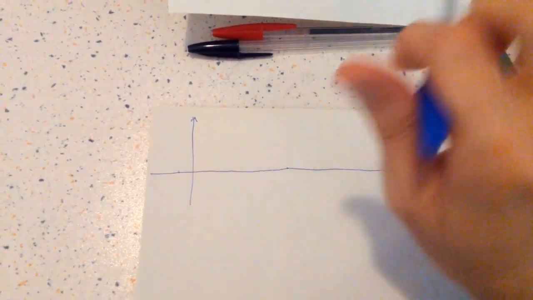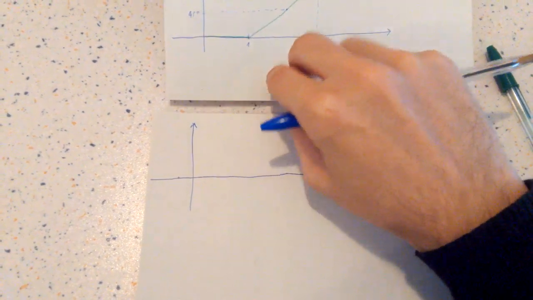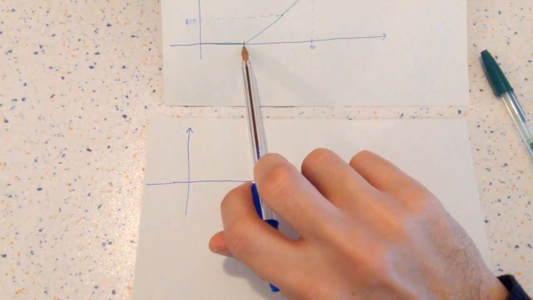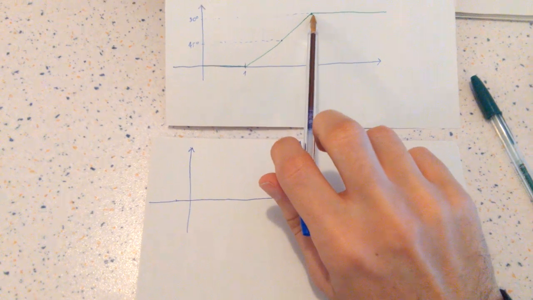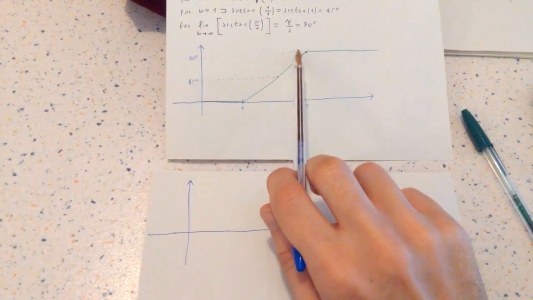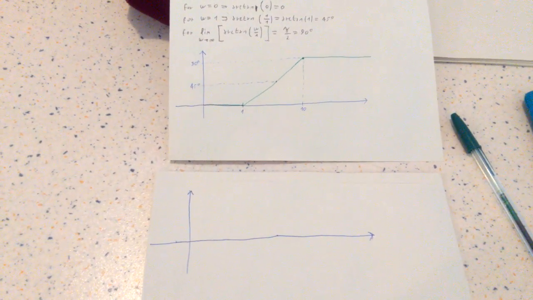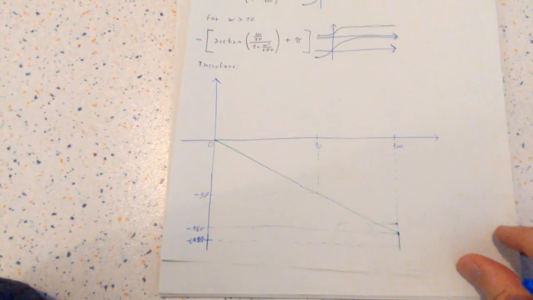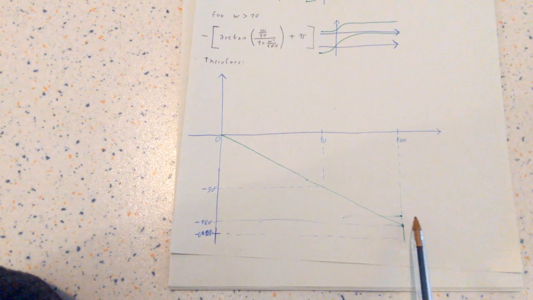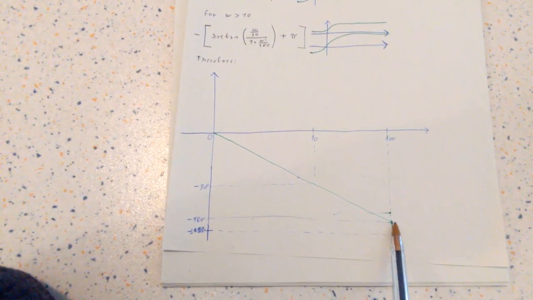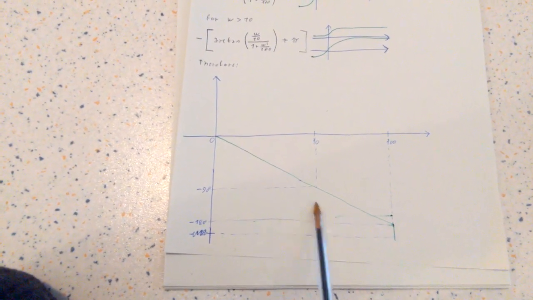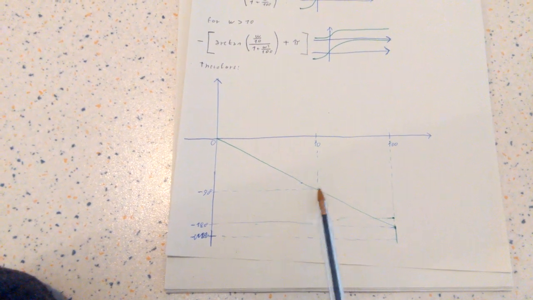Well, here we had that nothing happened till 1, then it was going to go up to 90 degree, and then it was going to go flat for the 0, so for the numerator. Down here it was going to go straight down till negative 180 degree till 100, and it was at minus 90 degree at 10. So what do you think is gonna happen?